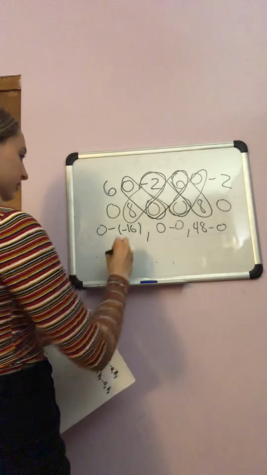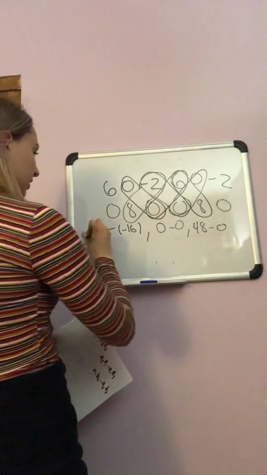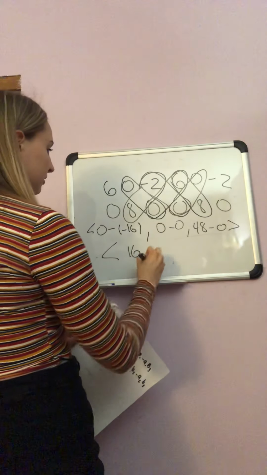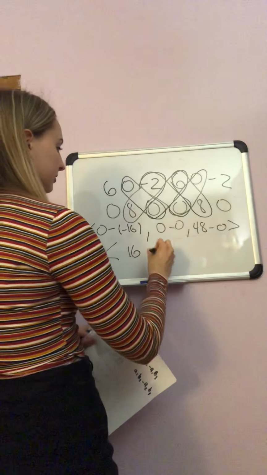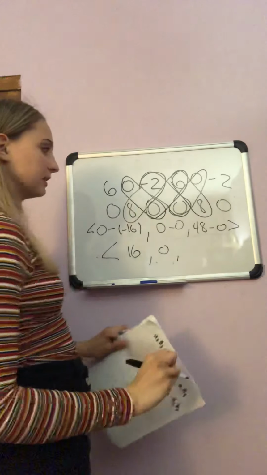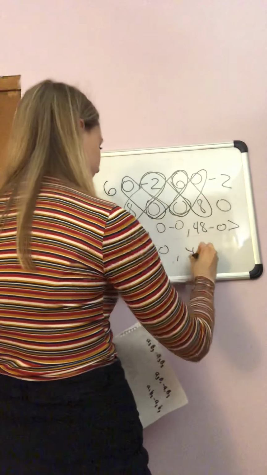After all of this is done, we get a completely new vector. The resulting vector from this is: 0 minus a negative 16 is going to be 16. 0 minus 0 is going to be 0. And then 48 minus 0 is going to be 48.